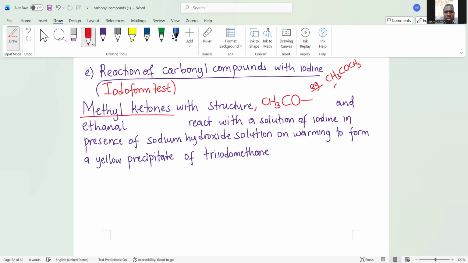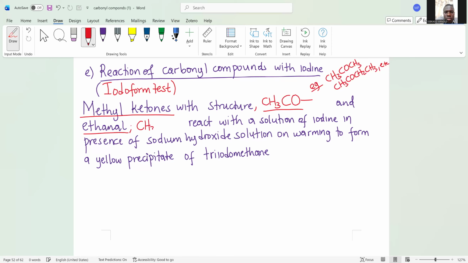Any ketone which has a CH3 and a CO, any ketone with that structure. No matter what comes next, so long as it has a methyl group close to the carbonyl carbon. So methyl ketones with that structure, and ethanal. By the way, ethanal also has that structure. This is how ethanal looks like.